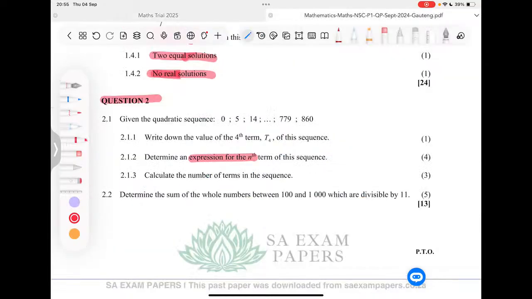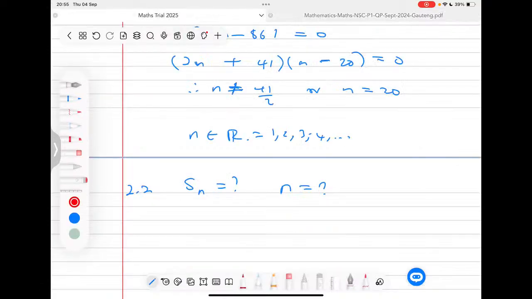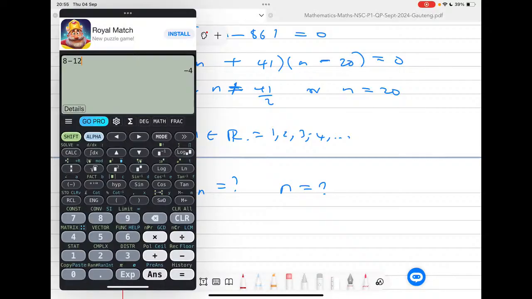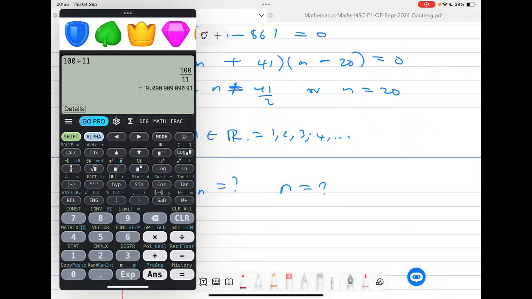But the other thing here is that they say we're looking for the sum of whole numbers that are between 100 and 1000, but also you can divide them by 11. When we say divisible, it simply means that when you divide by 11, there is no remainder. 11 will just go into those numbers and leave no remainder. Now, if you quickly play with your calculator, you'll see that 100 divided by 11 is actually not divisible. It has a remainder. You get 9.09. So 100 cannot be.